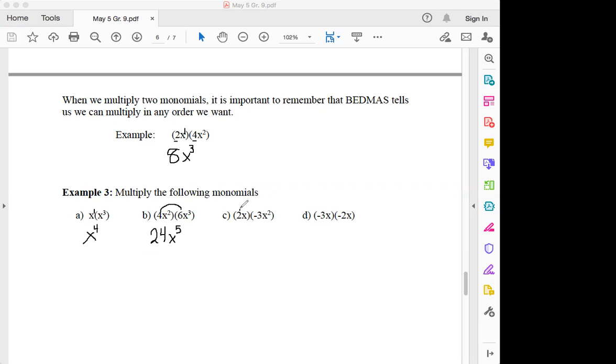You're going to do the same thing here. So 2 times -3 is -6. Put your variable. There's an invisible 1 that's there. So you're going to do 1 plus 2. So it'll be to the power of 3. Same thing here. So -3 times -2 gives you 6. You're going to put your variable. Here there are 2 invisible 1s. So you're going to do 1 plus 1. So it's to the exponent 2.